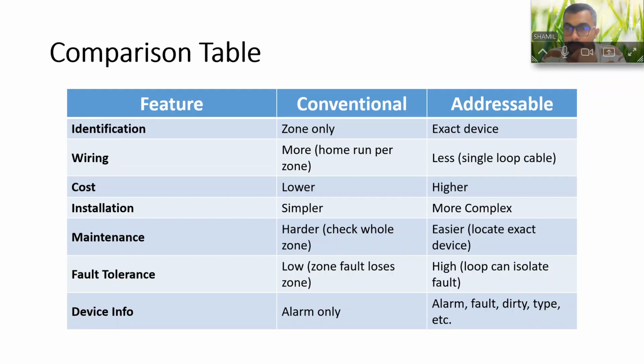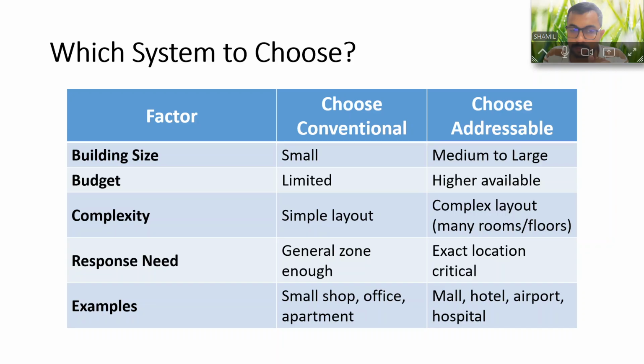Fault tolerance: the addressable system has a higher fault tolerance when compared to the conventional system. Device info: the addressable system will provide more information regarding the devices, such as alarm, fault, dirty device, etc., over the conventional system, which provides only the alarm info, and that too not for the device but for the zone. So these are the aspects where we have a difference between the conventional and the addressable system.